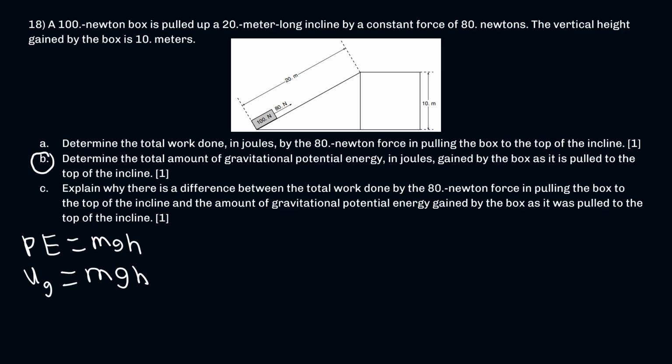So with this, I said I need to determine what I have here in the question and plug it into my equation. My first thing here is telling me I'm pulling up to the top of the incline. So gravitational potential energy includes height. It tells me that the vertical height gained by the box is 10 meters in the question. It also shows it in the diagram as a 10-meter height. So I can put here that H is equal to 10 meters.